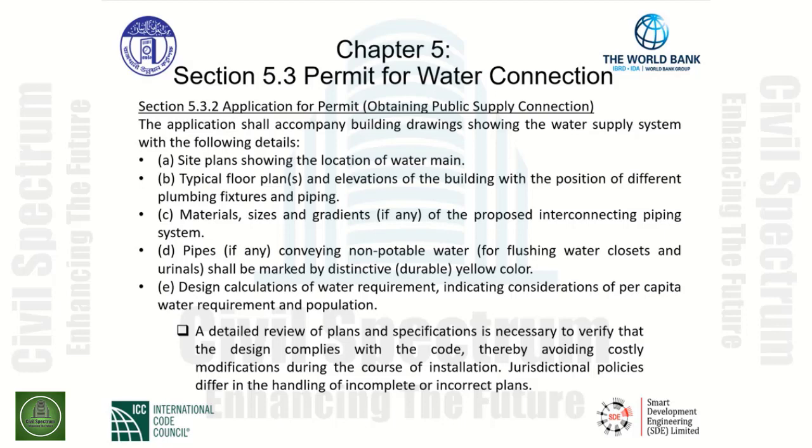Item E, design calculations of water requirement indicating considerations of per capita water requirement and population. A detailed review of plans and specifications is necessary to verify that the design complies with the code, thereby avoiding costly modifications during the course of installation. Jurisdictional policies differ in the handling of incomplete or incorrect plans.